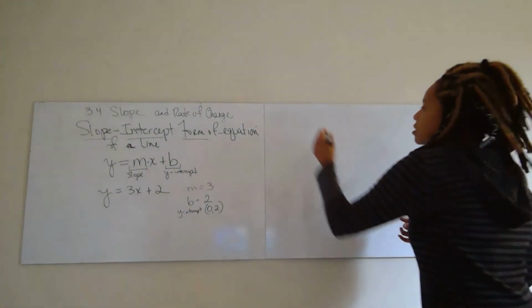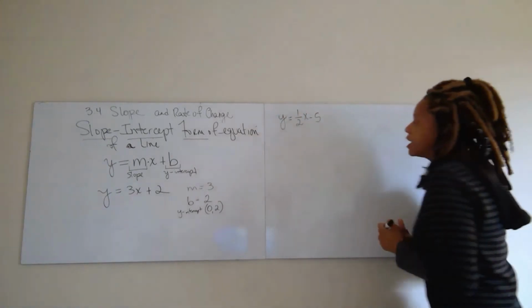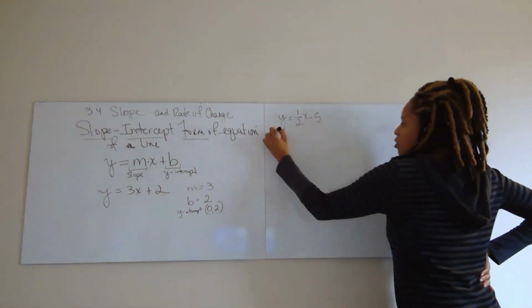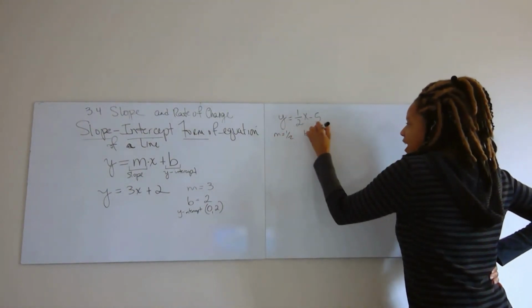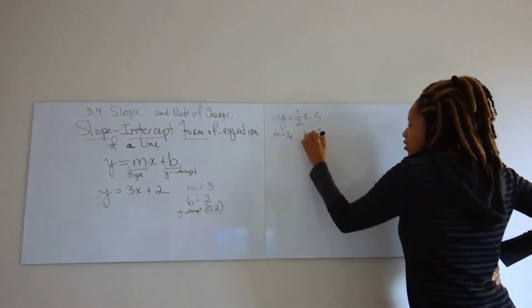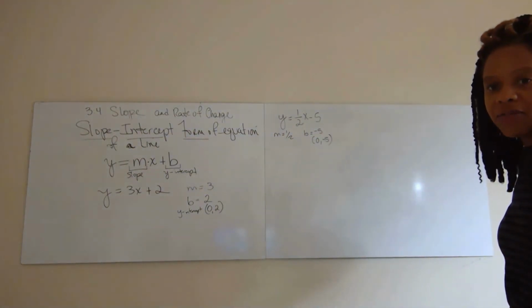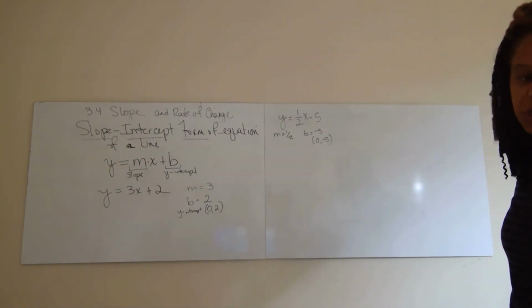Okay? All right, so let's look. y is equal to 1/2 x minus 5. What's the slope? 1/2. What's the y-intercept? -5. And if we had to write it as an ordered pair, it would be written as (0, -5). Okay? I want to make sure we understand that.